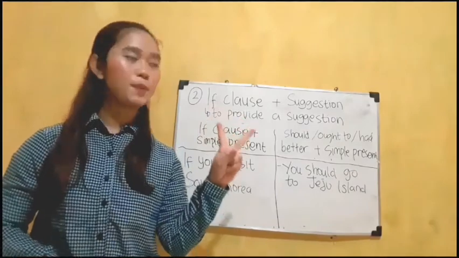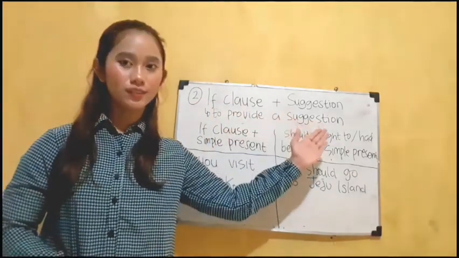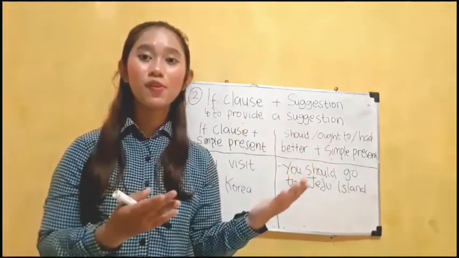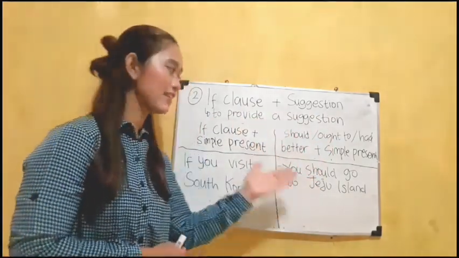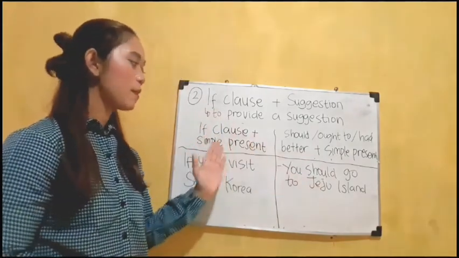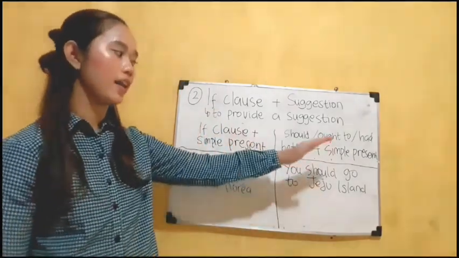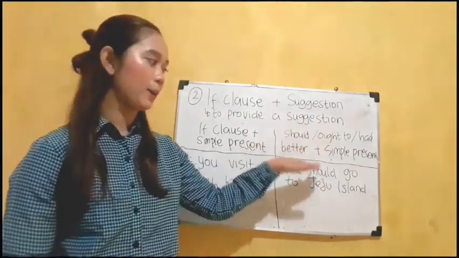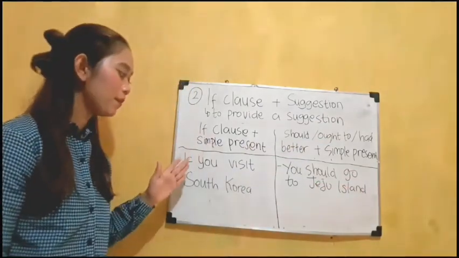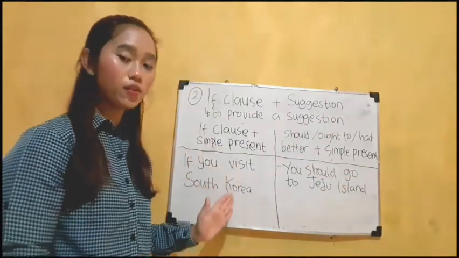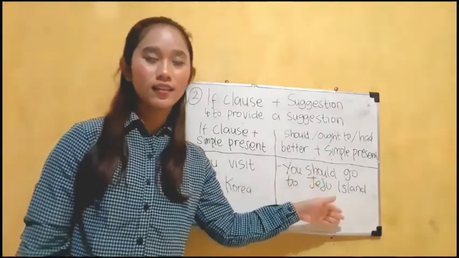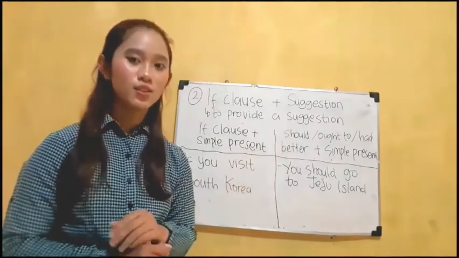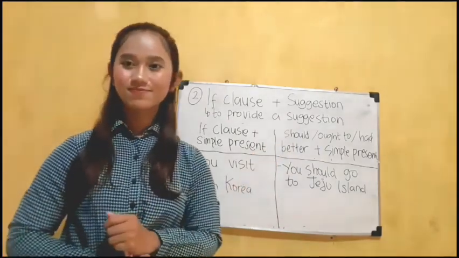Okay, and the second type is if clause plus suggestion. It's used to provide a suggestion. As I said before, to suggest to your friends or give an advice, you can use this one. If clause plus simple present tense, and it's followed by should or ought to or had better and plus simple present. For example, if you visit South Korea, you should go to Jeju Island. Or if you visit South Korea, you had better go to Jeju Island. It's simple, right?